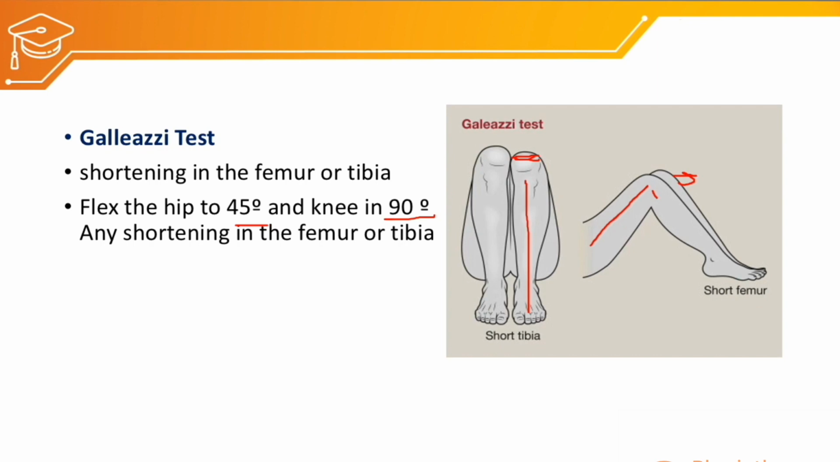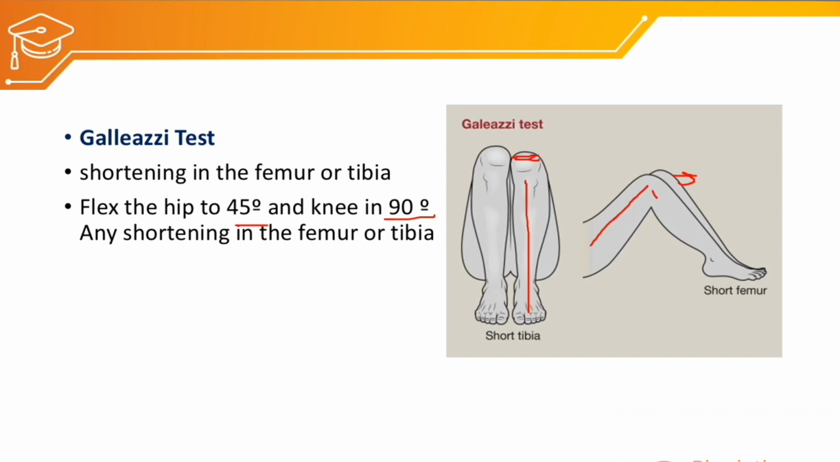So these are some of the limb length measurement techniques. First technique was the apparent limb length measurement, which is measured from the umbilicus to the medial malleolus. Second measurement technique is from the ASIS to the medial malleolus, that is called as true limb length measurement.